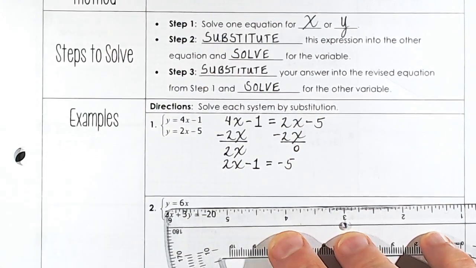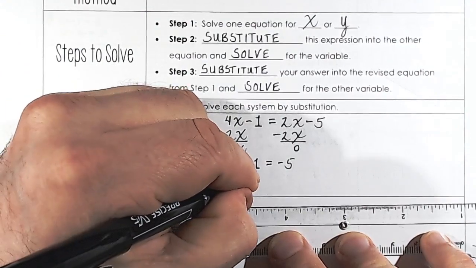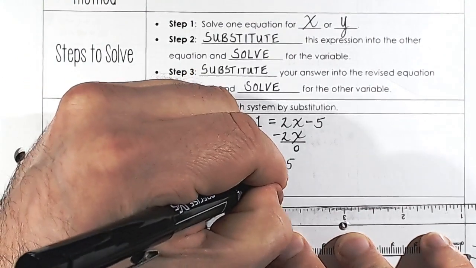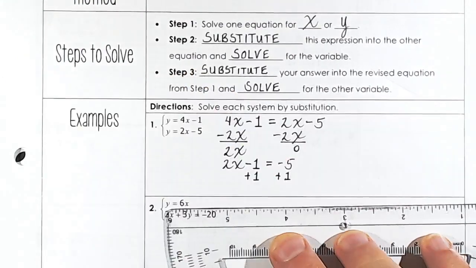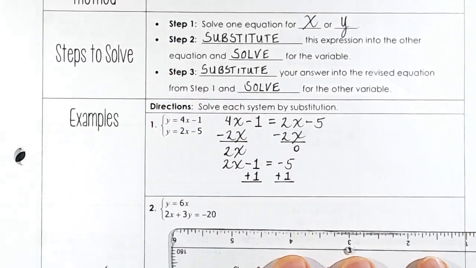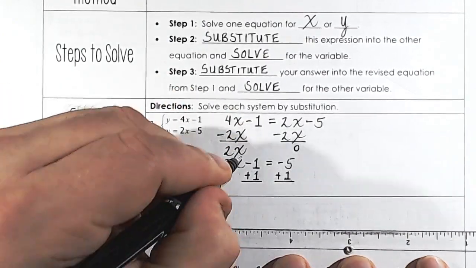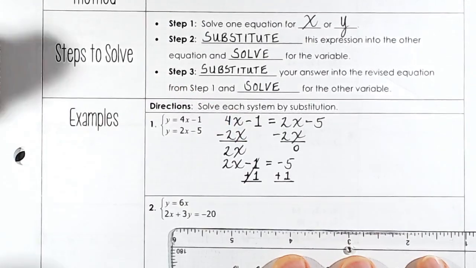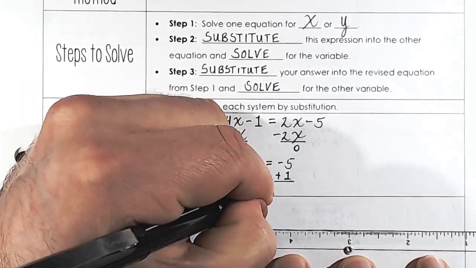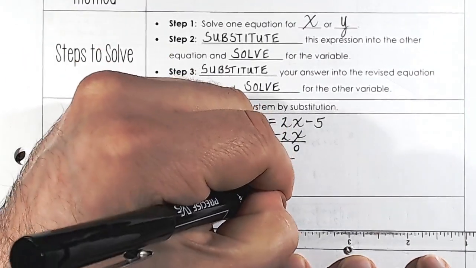And in my continuing efforts to isolate the x variable, I have to add away this 1. This negative 1, plus 1 on both sides. Negative 1 plus 1 is 0, so that cancels out, and I'm left with 2x equals negative 5 plus 1, which is negative 4.